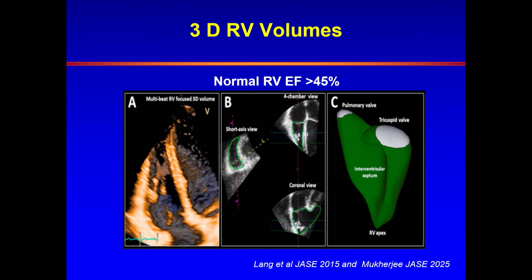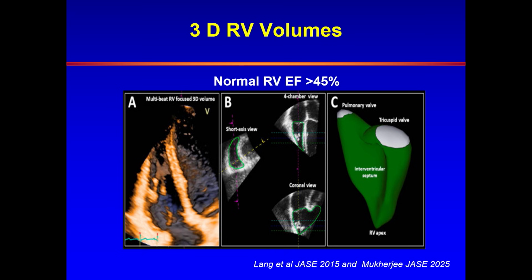For proper 3D volume acquisitions, we always want to get a higher frame rate, which means you make your sector smaller when you are acquiring and your depth less, not deep. That's one thing. The other thing, you ask the patient to hold their breath, perhaps 4 to 6 cardiac cycles if they can, so you avoid stitch artifacts.